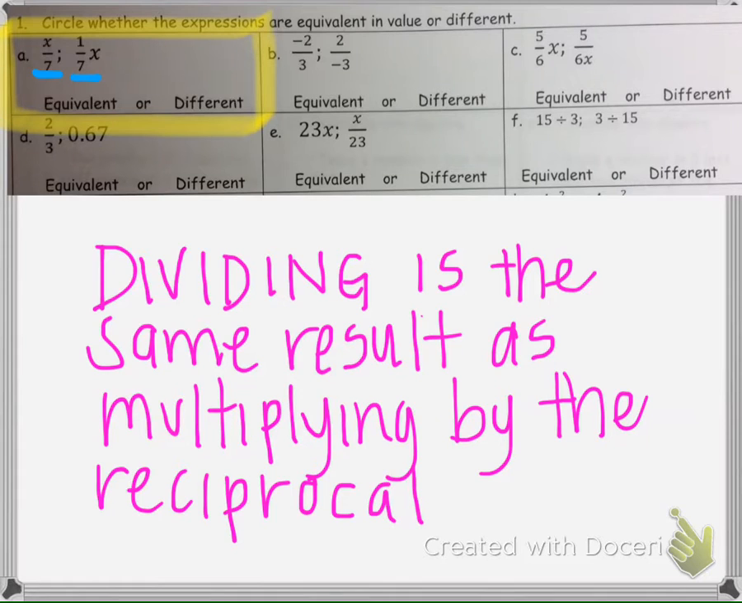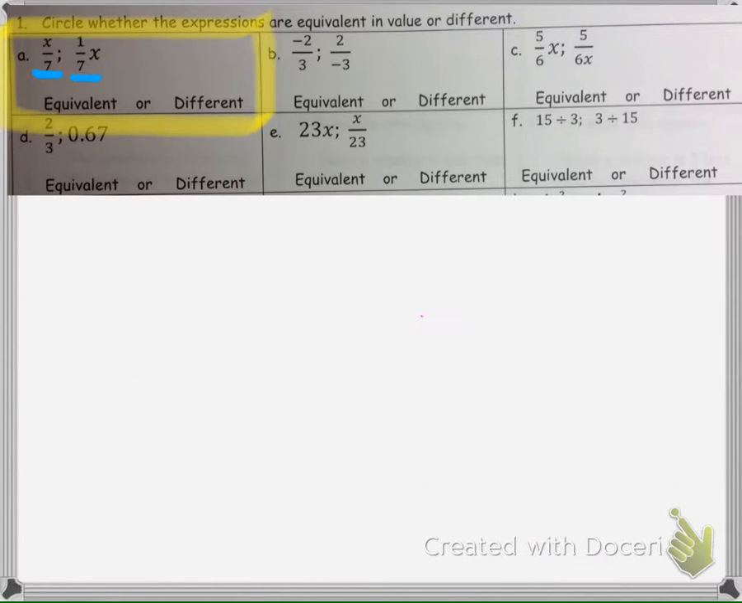So 1/7, the reciprocal of that, if we flip the 1 and the 7 around, is 7. So multiplying by 1/7 would be the same thing as dividing by 7. So they are indeed equivalent. Another way to tell that they are equivalent is to plug in random numbers for x, and no matter what, the expression should result in the same value.